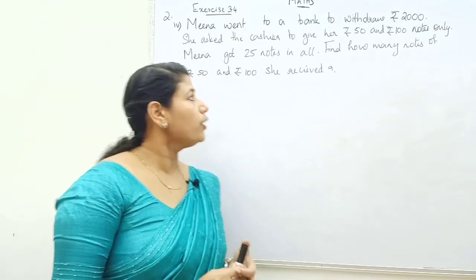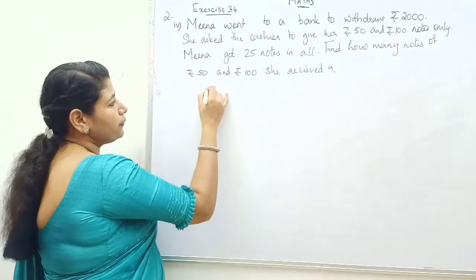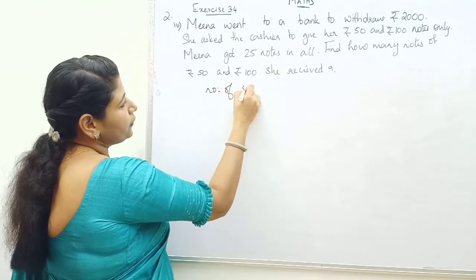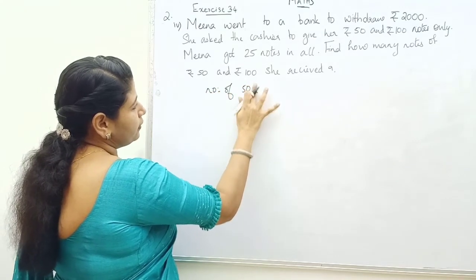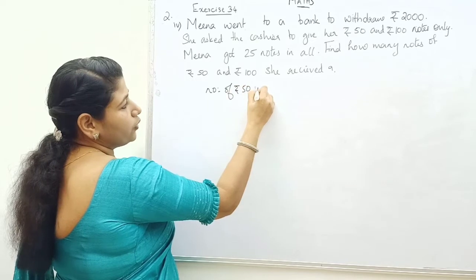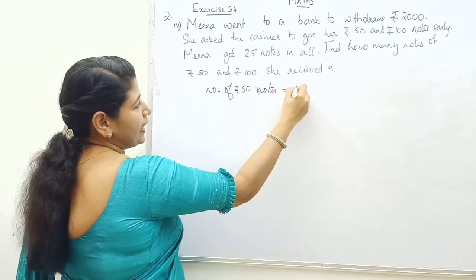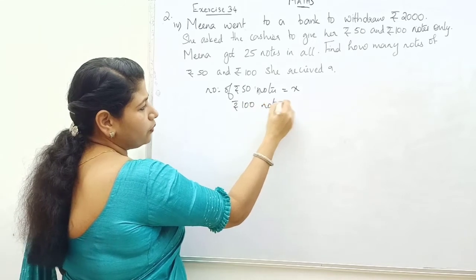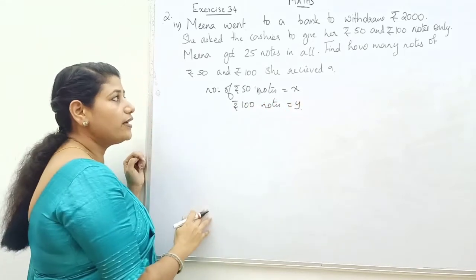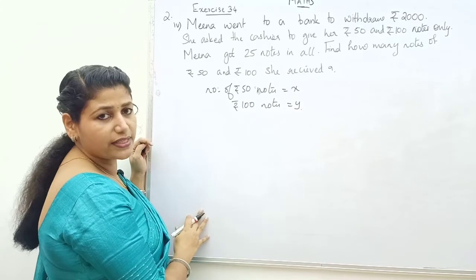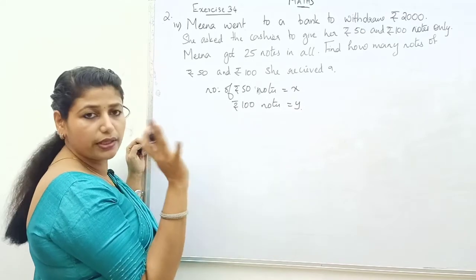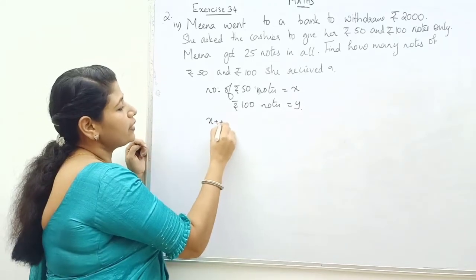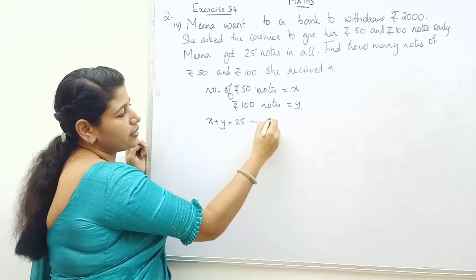So, we are taking the number of 50 rupee notes as x, and 100 rupee notes as y. We know that the total of x and y is 25. Altogether she got only 25 notes. So x plus y must be 25. This is your first equation.